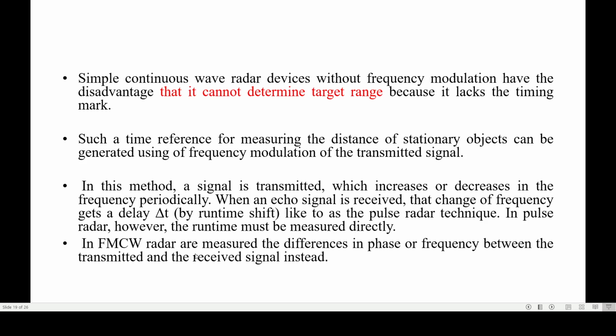Such a time reference for measuring the distance of a stationary object can be generated using the frequency modulation of the transmitted signal. To mark the timing mark, to get the plot like that, we can use a frequency modulated transmitted signal. In this method, a signal is transmitted which increases or decreases in frequency periodically. When an echo signal is received, the change of frequency gets a delay delta t by runtime shift like in the pulse radar technique. In pulse radar, however, the runtime must be measured directly.